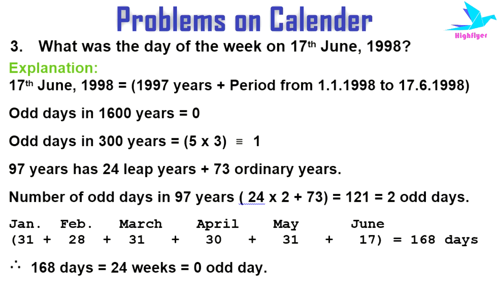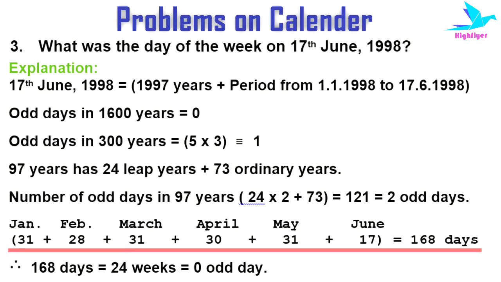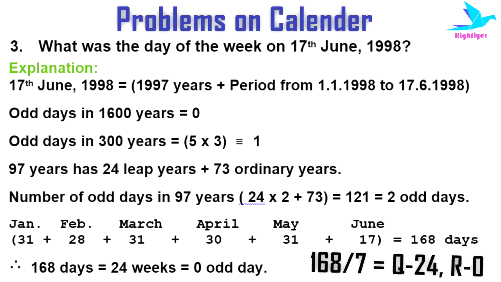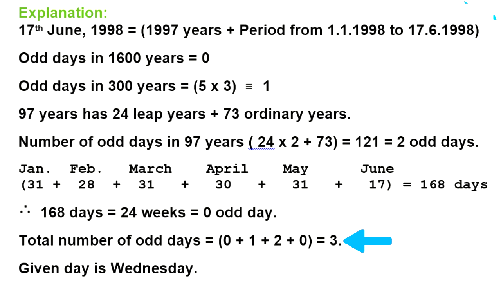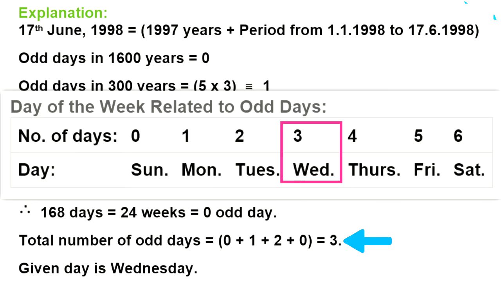Now let's see the number of odd days for the given period in 1998. January 31 days, February 28 days, March 31 days, April 30 days, May 31 days and June 17 days. That all totals 168 days. Now as 168 is a complete multiple of 7, that gives 24 weeks. That is equal to 0 odd days. So the total number of odd days equals 0 plus 1 plus 2 plus 0. That is equal to 3 odd days. So the given day is Wednesday.